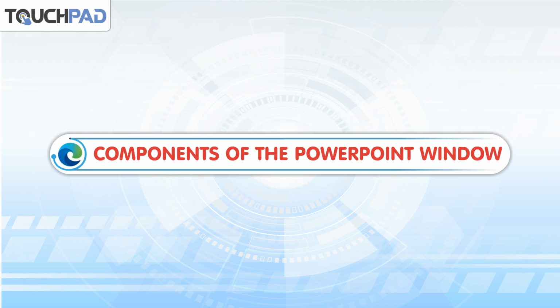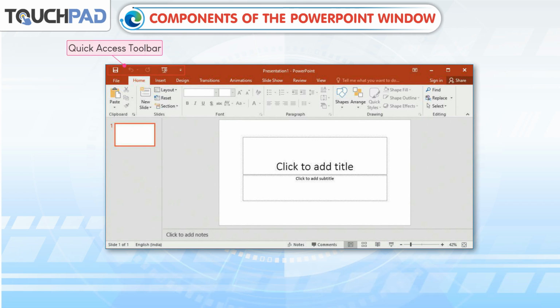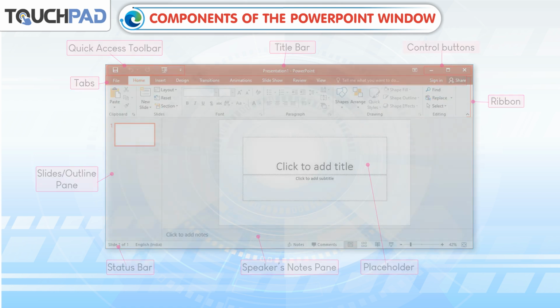Components of the PowerPoint window. This is how the PowerPoint 2016 main window looks. Let us learn about the various components of the PowerPoint 2016 window: Quick Access Toolbar, Title Bar, Control Buttons, Tabs, Ribbon, Slides and Outline Pane, Status Bar, Speaker's Notes Pane, Placeholder.